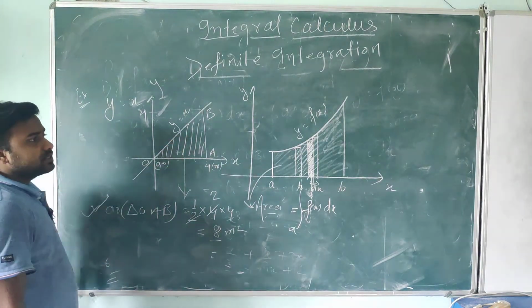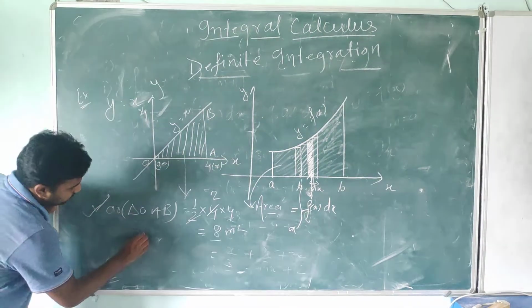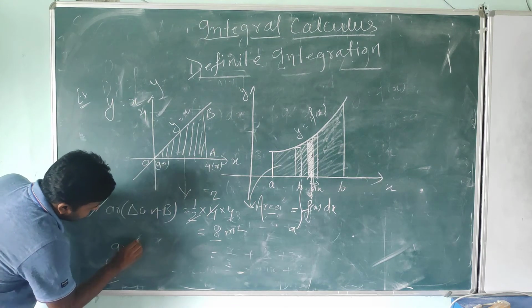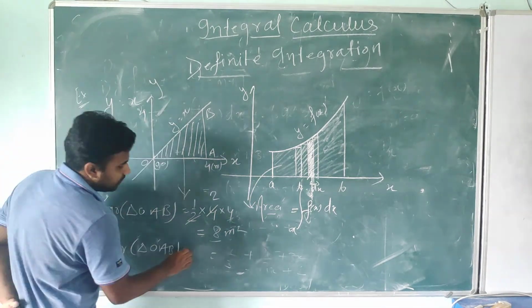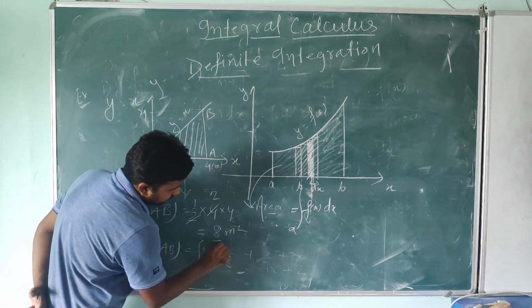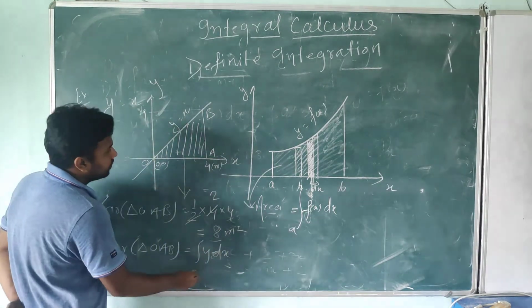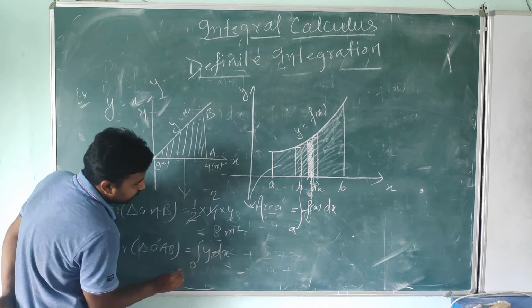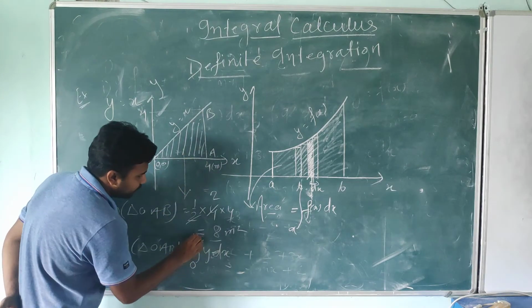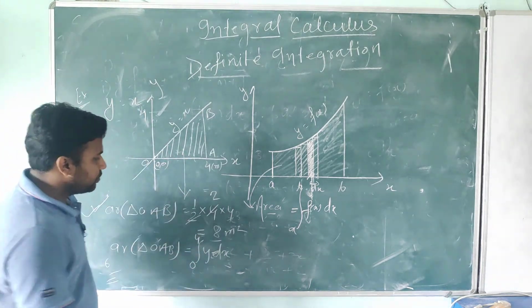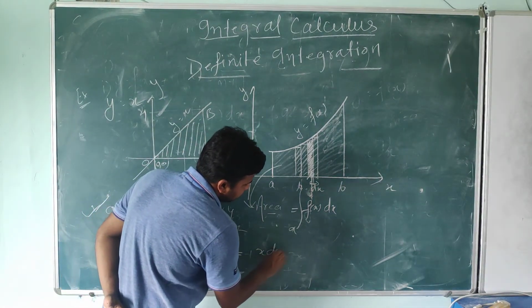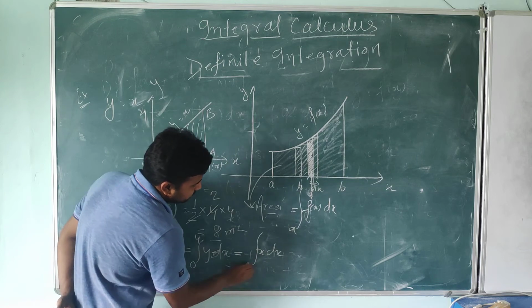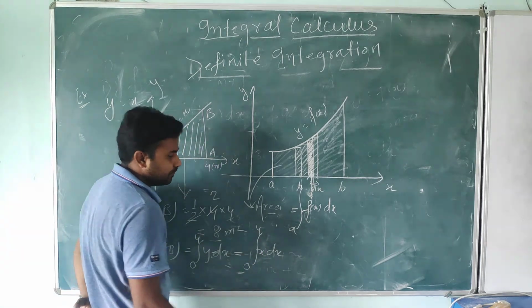Now using definite integration, how can you find the area of triangle OAB? You can find it using the integral of y dx, where the lower limit is 0 and the upper limit is 4. And y equals x, so it's the integral of x dx, lower limit 0, upper limit 4.